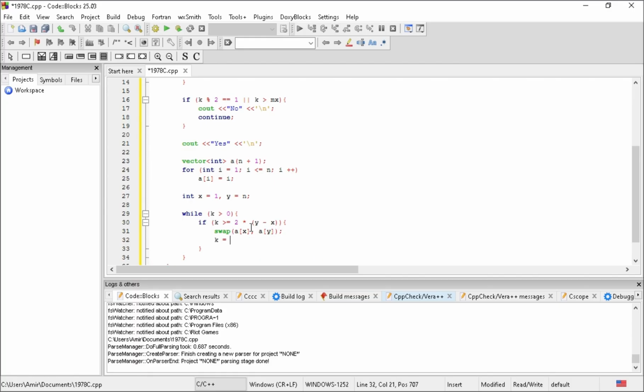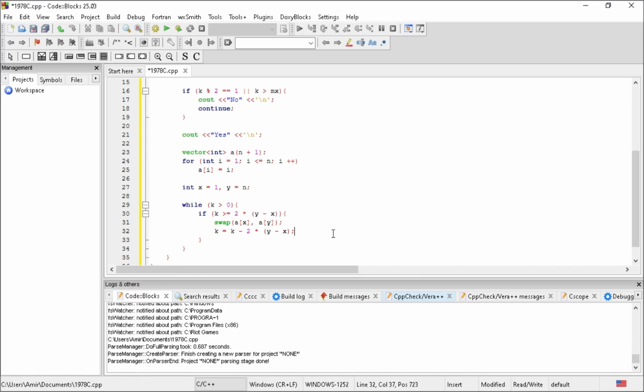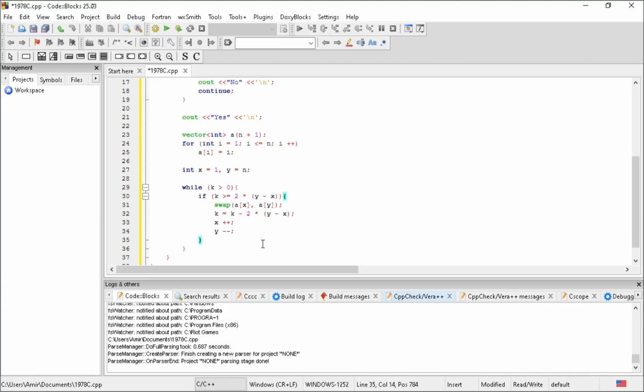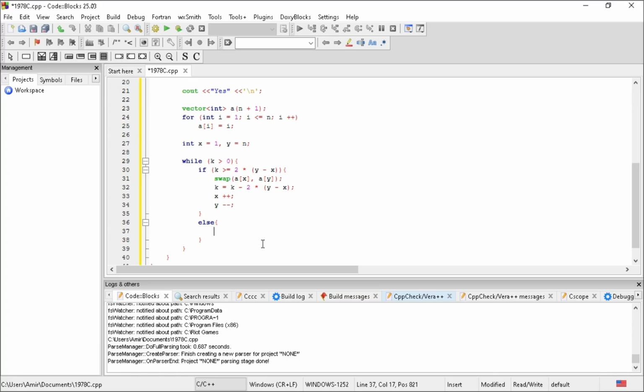Then k equals k minus 2 multiplied by what? And x plus plus, because we just swap x and y, and I will have to use other numbers, right? And now if k is not greater than this value, we will do what? We will swap.